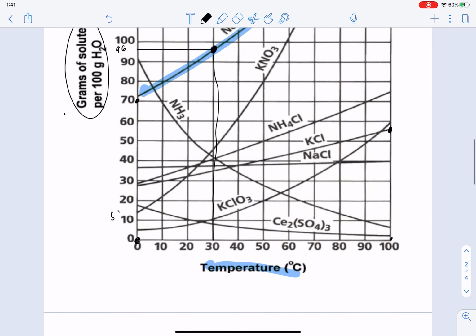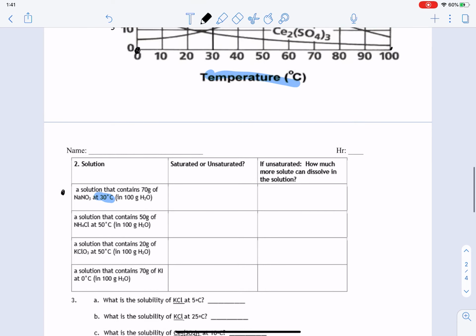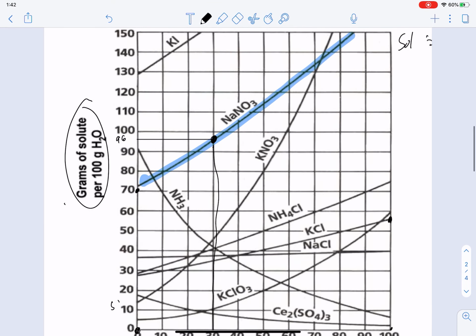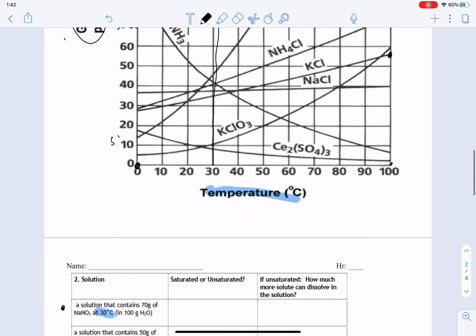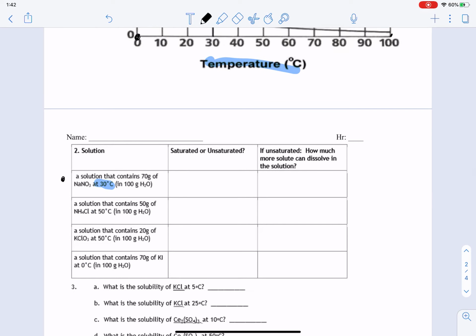So that means we can still probably add about 26 grams of sodium nitrate. So one, that means this is an unsaturated solution. And that means we can add about 26 grams to make it saturated. All right, we got to fill up those desks.